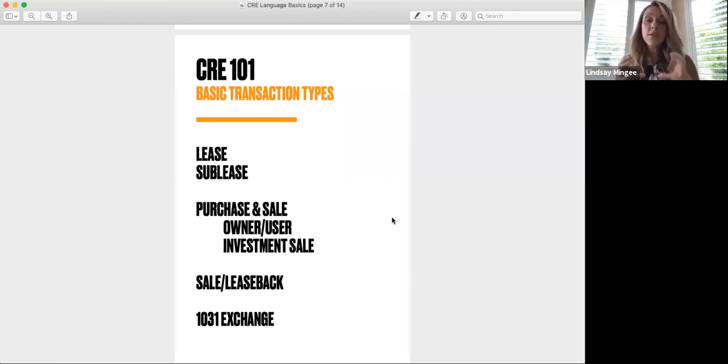The reason we separate these when we look at commercial real estate is because there are different financing options available depending on how your purchase and sale is structured, how you plan to occupy the premises. There's also different criteria for buying and setting prices.